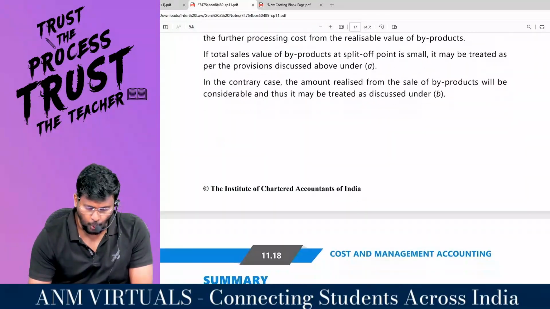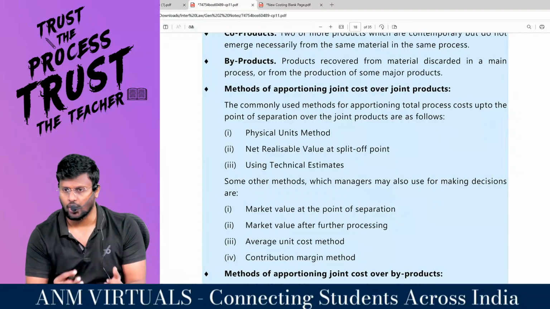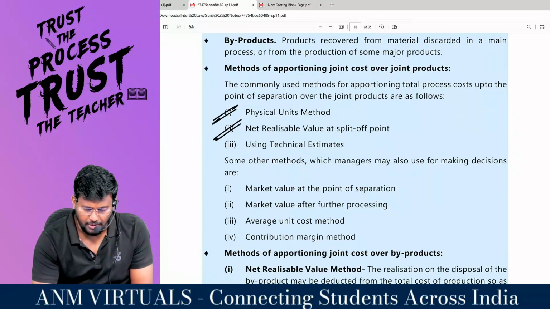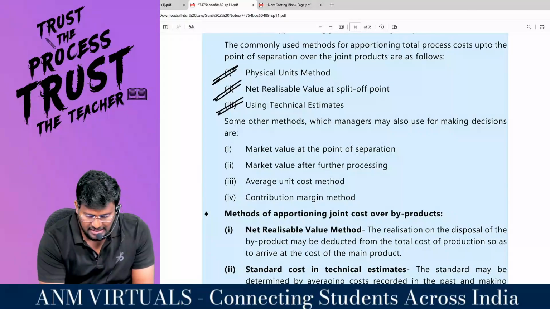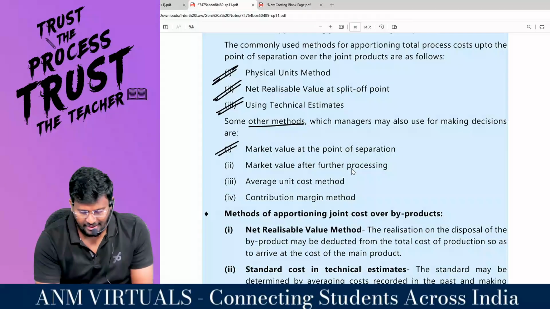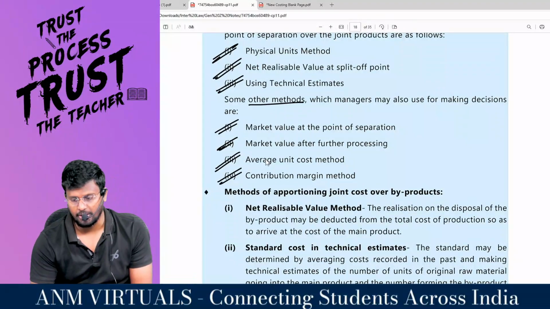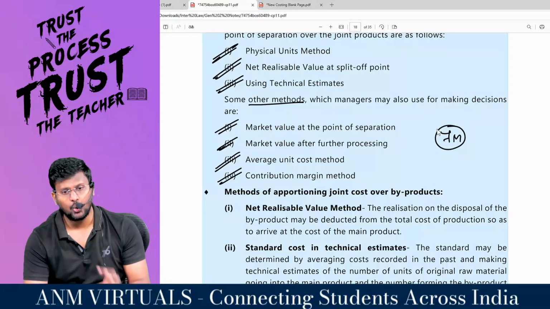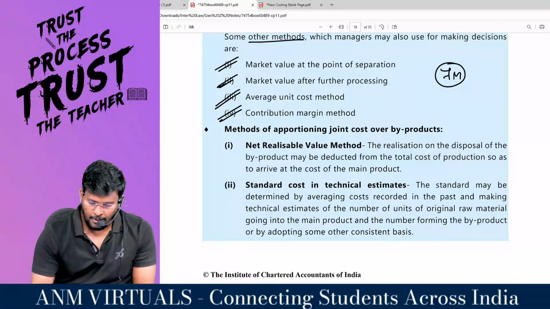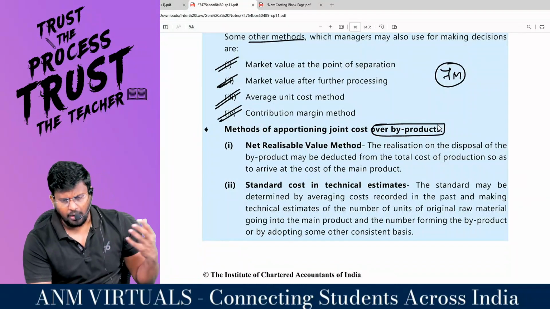So the first objective of this chapter is you have to apportion the joint cost to the joint product by way of physical units method, net realizable value at split off point method, or using technical estimate. And some other methods also we will use, which is market value at the point of separation, market value after further processing, average unit cost method, and contribution margin method. Totally 7 methods are there to apportion the joint cost to the joint product. Comfortable?